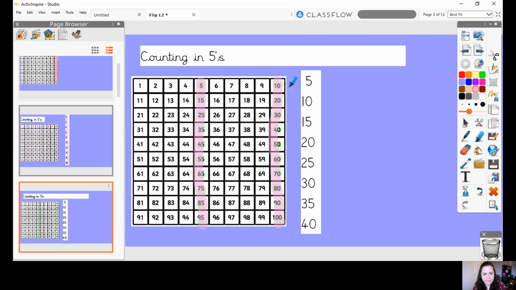Let's go back and have a look at the tens now. So I haven't got a 10 here. I've got 1 ten there. I've got 1 ten there, 2 tens there, 2 tens there, 3 tens there. So let's have a look here. 1 1 2 2 3 3 4. And then on this side it's going 5 0 5 0 5 0 5 0.